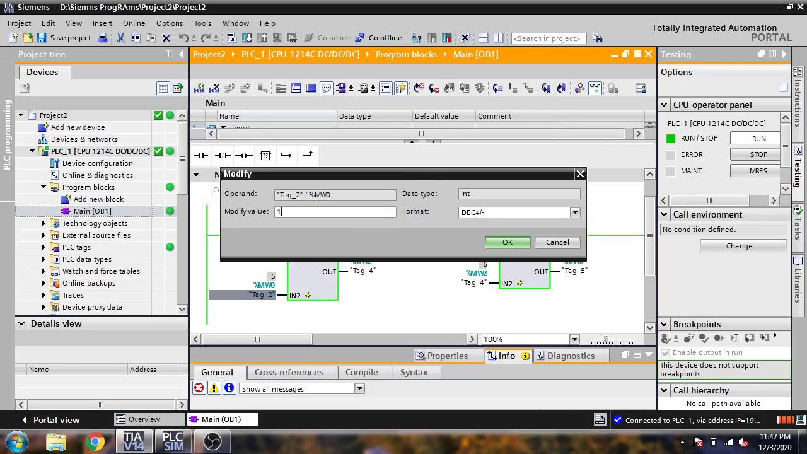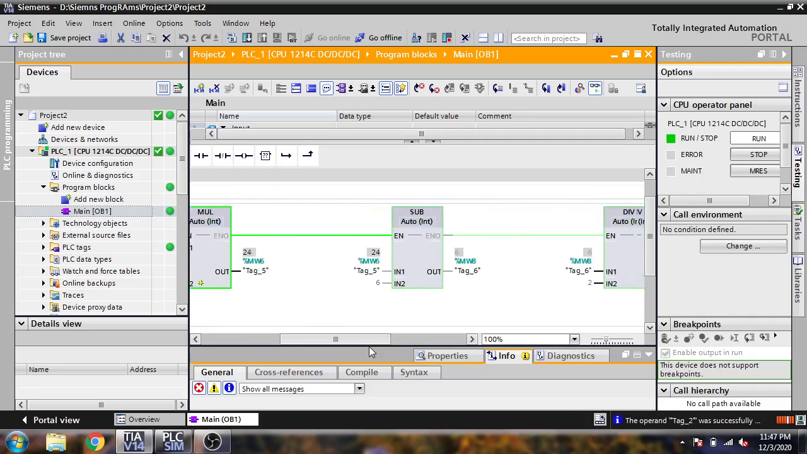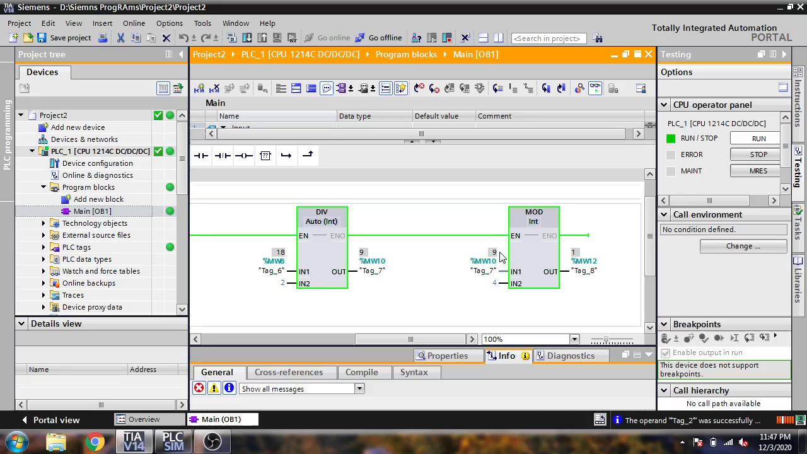I am just going to modify the operand and set 11 there. You will see it will change the mod. 9 mod 2, and 1 is our mod. So that's how the mod function works in our TIA program.